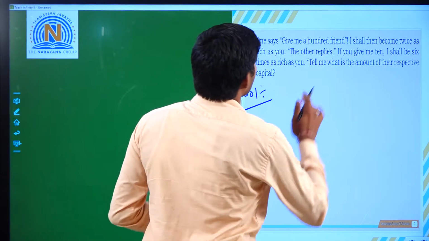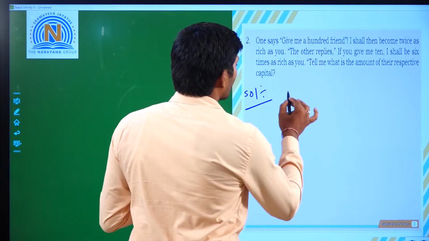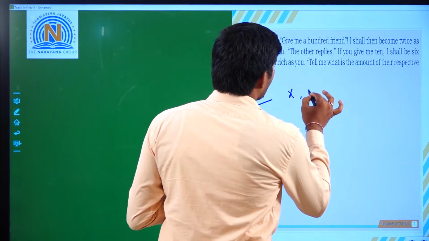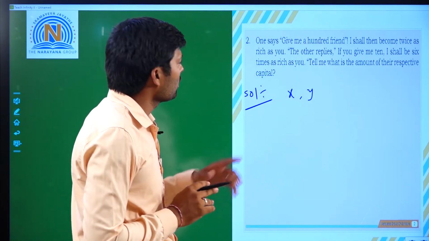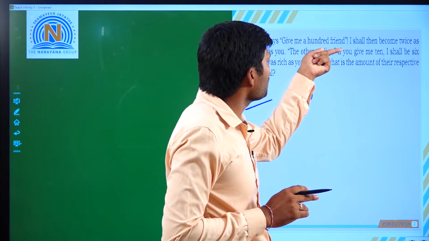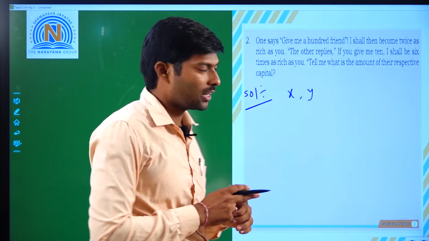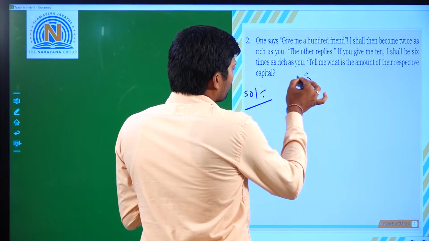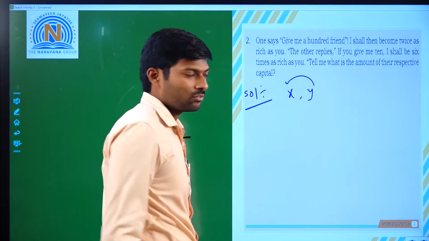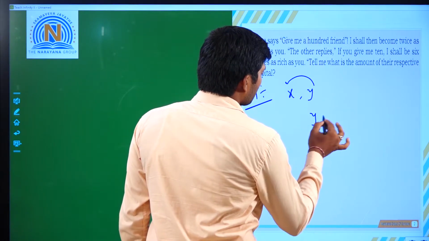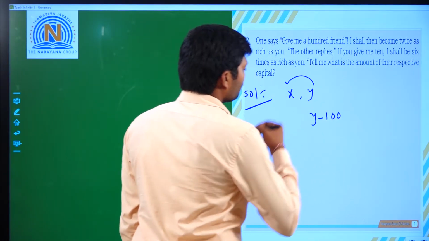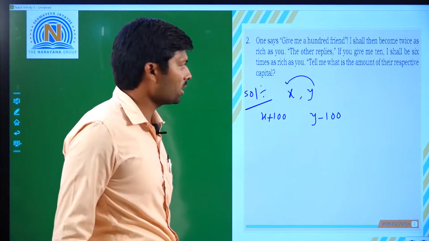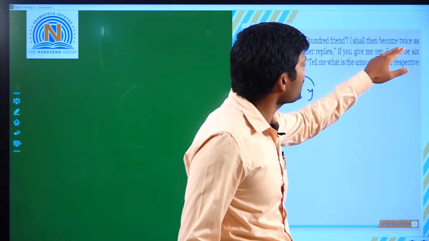For the first statement, for example, there are two friends. Let me take the name of the first friend as X. The next one is Y. Now, the first statement: give me 100 rupees, friend. That means 100 rupees is given from Y to X. So there is a subtraction of 100 from Y and an addition of 100 to X.